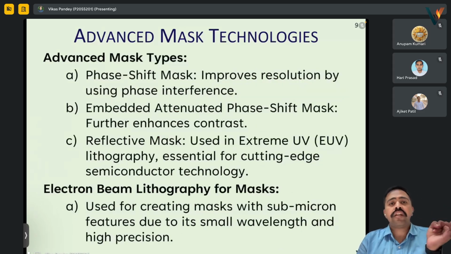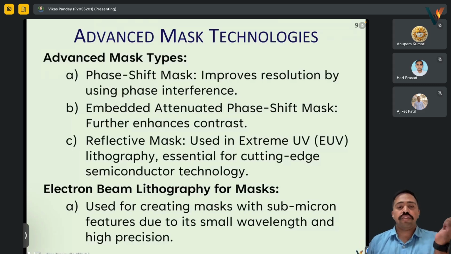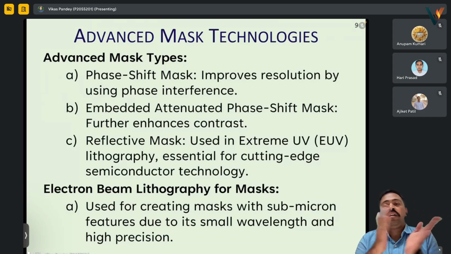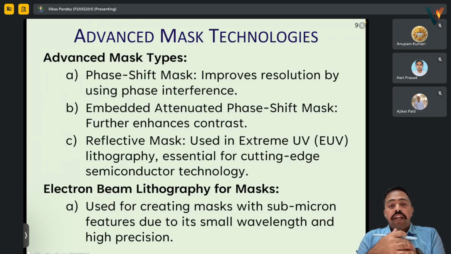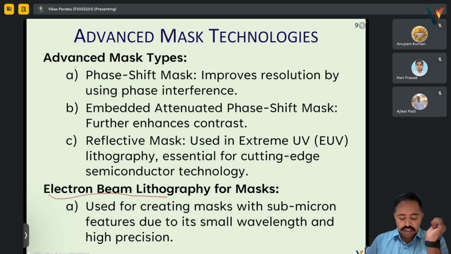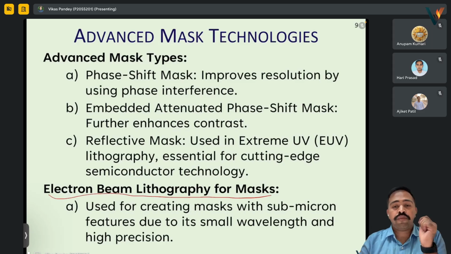These are the normal masks. There are some advanced mask making techniques also, like the phase shift mask we talked about, that improves resolution by using phase shifts alternate to each other. Embedded attenuation phase shift mask, again to further improve it. Then the reflective mask for extreme UV. Then there is one more thing, that is electron beam lithography for masks.